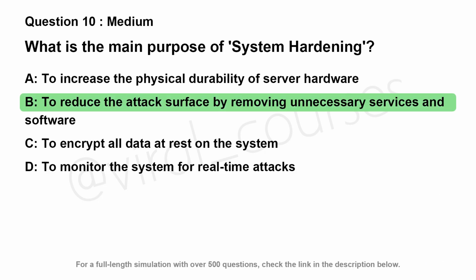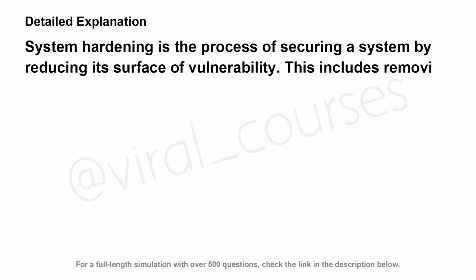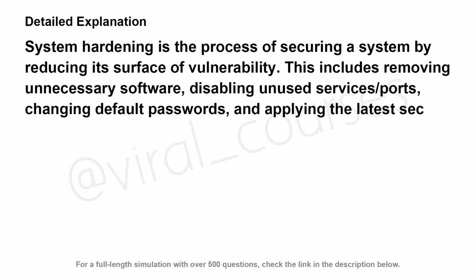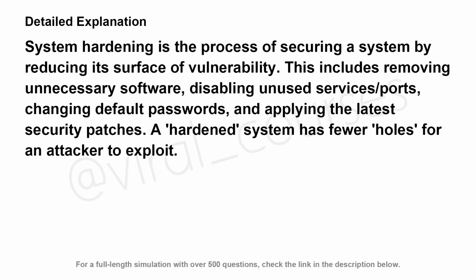The correct answer is B. System hardening is the process of securing a system by reducing its surface of vulnerability. This includes removing unnecessary software, disabling unused services and ports, changing default passwords, and applying the latest security patches. A hardened system has fewer holes for an attacker to exploit.